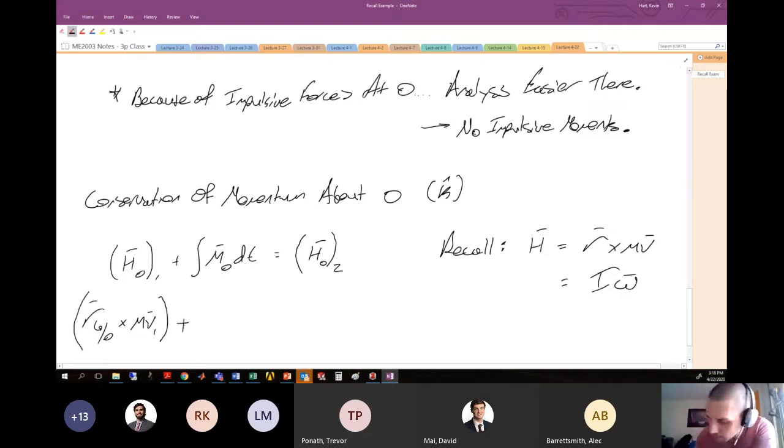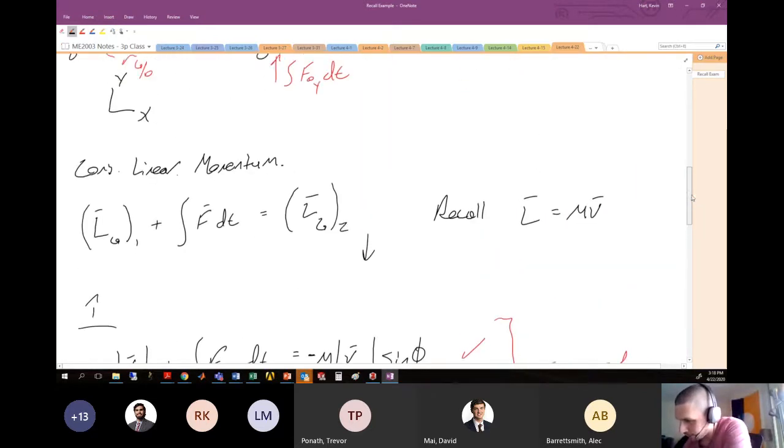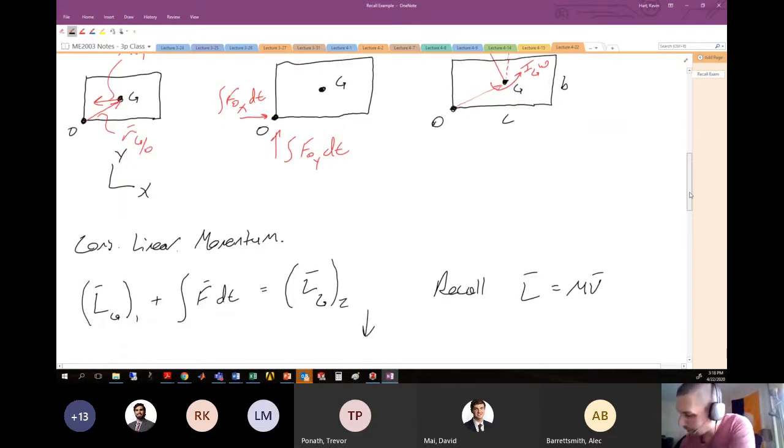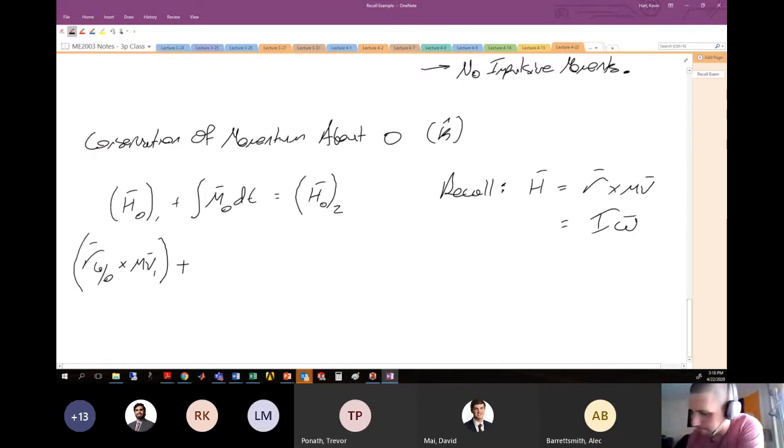I'm going to add to that the impulsive moments. So the impulsive moments here through point O. This force travels right through O, and this force travels right through O. Because they travel right through that point, there is no moment arm to those forces. And so because of that, all of the impulsive moments about O are 0.